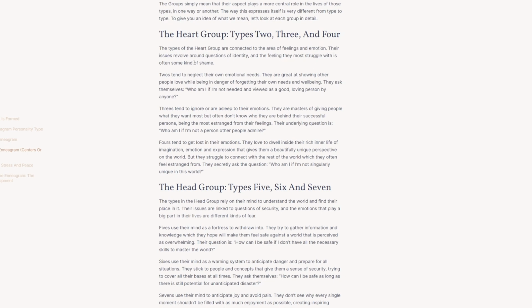Their issues revolve around questions of identity, and the feeling they most struggle with is often some kind of shame. 2s tend to neglect their emotional needs. They are great at showing other people love while being in danger of forgetting their own needs and well-being. They ask themselves, who am I if I'm not needed and viewed as a good, loving person by anyone?